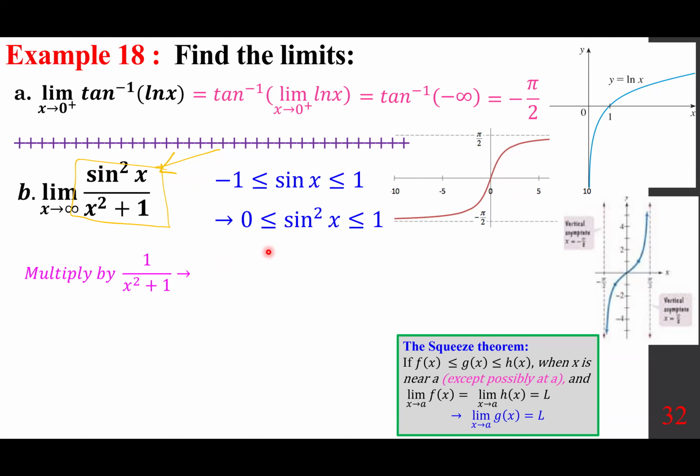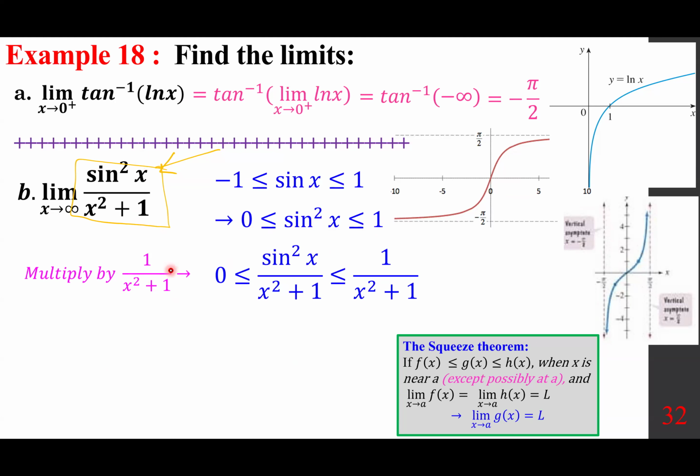And because this expression is positive, and how do you know it's positive? X is approaching infinity. Because this expression is positive, the sign doesn't change. So let's multiply this side, doesn't change. This side becomes the expression we want, and this side is 1 over x squared plus 1.